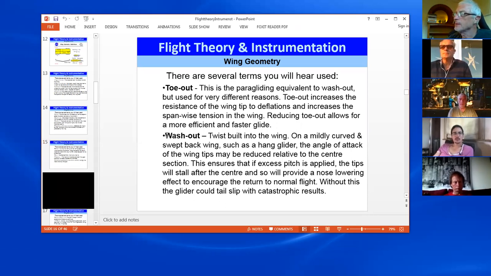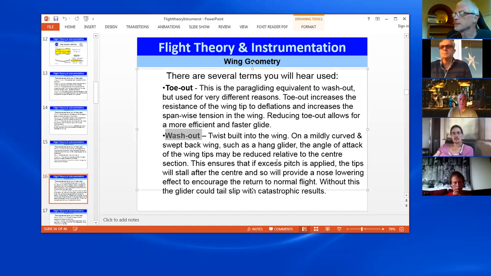Washout. It does mention in the syllabus you should understand what washout is. Washout is easiest to see on a hang glider. As I said, washout is twist that's built into the wing. So again, it describes it and gives a diagram in here. Basically, at the end of the wing, there's a twist. If you look at hang gliders, you'll see they're not flat. They've got a twist at the end, and that's the washout. And basically, as it said, it's this bit here.